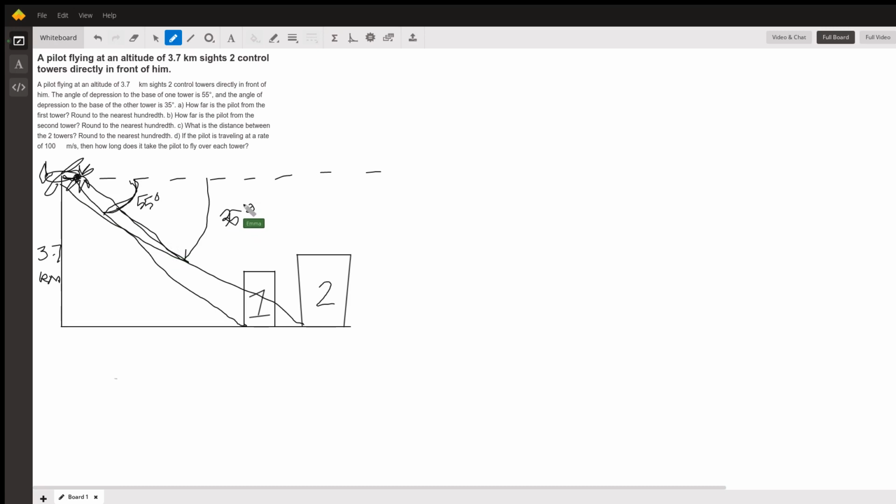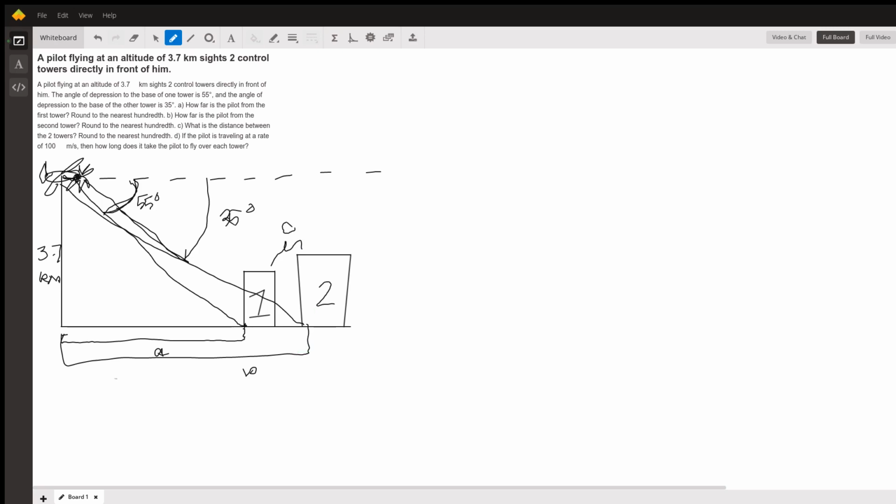And so we want to find the distance from the airplane, which is on the ground, relative to the base of the first tower, and we'll call that A, because that's question A. Question B asks, what about to the second tower? Question C asks the distance in between, and then D has something to do with how fast the plane is traveling and how long it takes to get there. So we'll do that at the end.